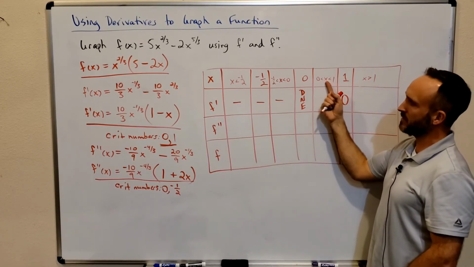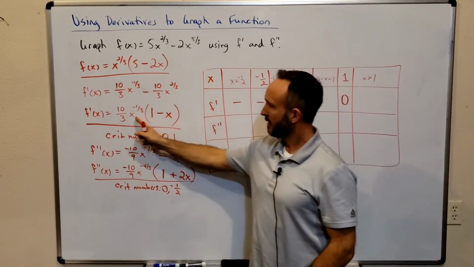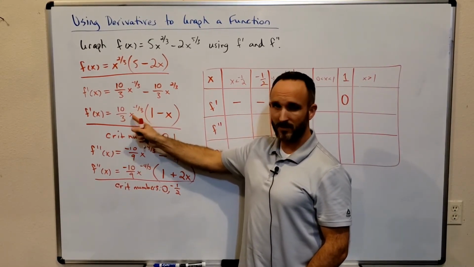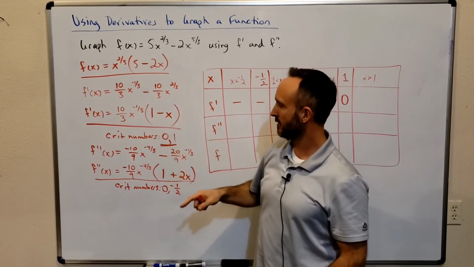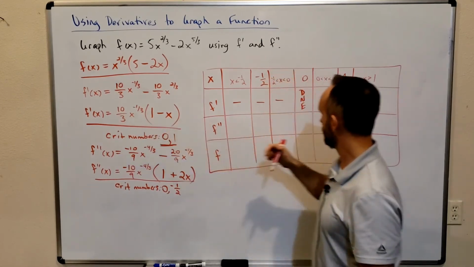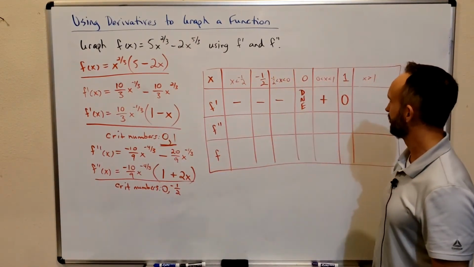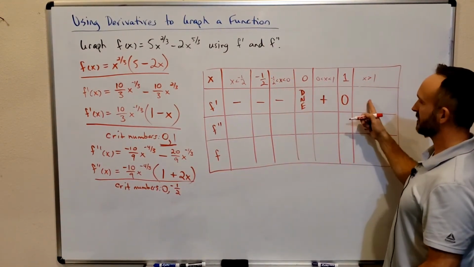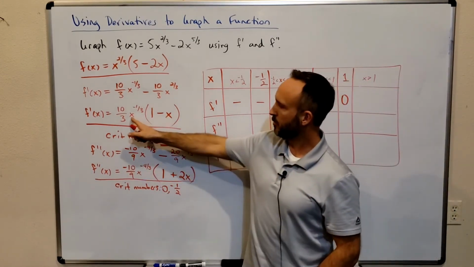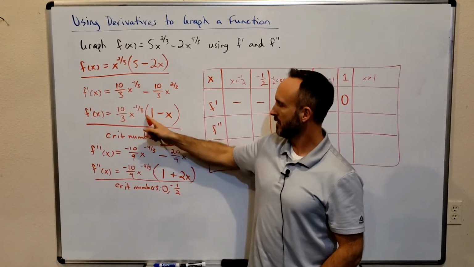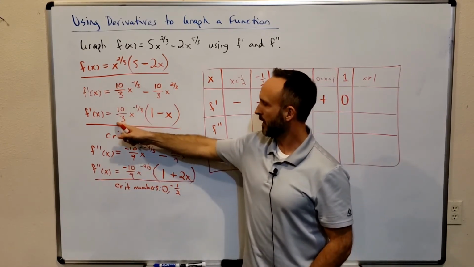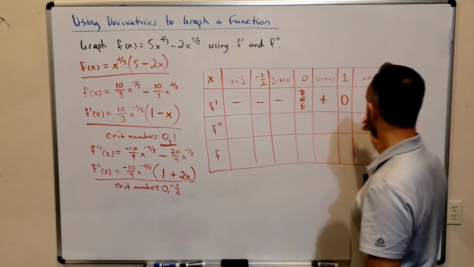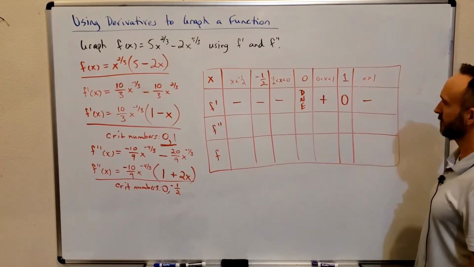If x is between 0 and 1, the cube root of a positive number is positive, and 1 minus something less than 1 is positive. So 10 thirds times positive is positive. And finally, if x is bigger than 1, the cube root of a positive number is positive, but 1 minus something bigger than 1 is negative. So we've got a positive times a negative, so f prime is negative.